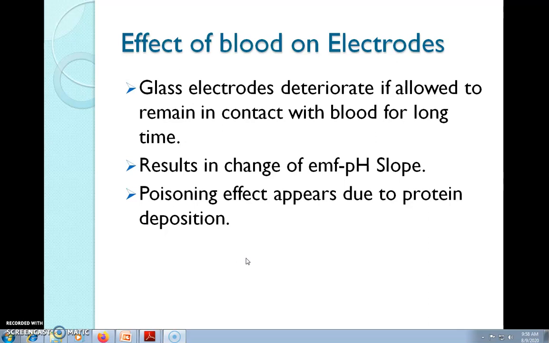Glass electrodes deteriorate if allowed to remain in contact with blood for a long time, which results in the change of EMF pH slope. The poisoning effect appears to be due to protein deposition. As a precautionary measure, in an apparatus where blood necessarily remains in contact with the electrode for long periods, more than 20 minutes, the response must be checked frequently against buffer solutions. The poisoning effect can be reduced by putting the electrode in pepsin and 0.1 N HCl followed by careful wiping with a tissue paper.